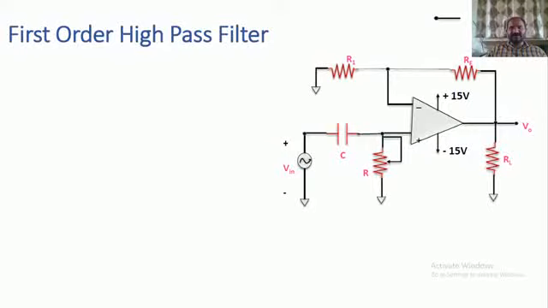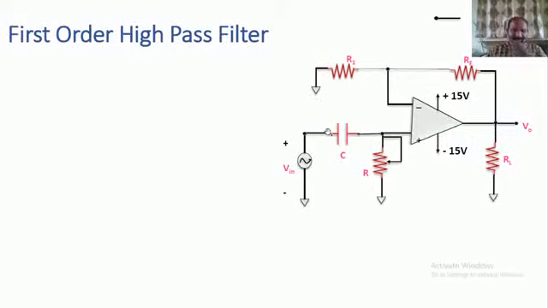When you take the RC circuit and take the output across the capacitor, placing the capacitor in the load position, then it is acting as a low pass filter. If you place the resistor in the load position and the capacitor in series, then the filter is acting as a high pass filter. So here we are having the first order high pass filter, which is an active filter.